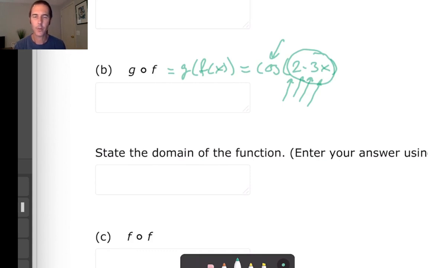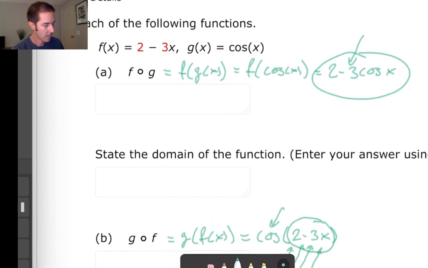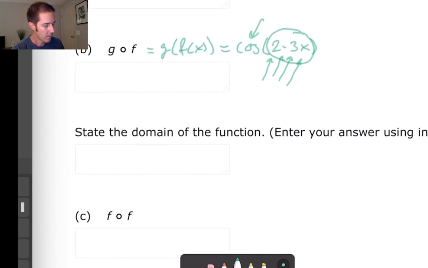Well, what numbers can the cosine function handle as input values? We just said anything from negative to positive infinity. So there are still no restrictions on this composite function, because no matter what we're tripling or negating or adding 2 to, the cosine function is going to be able to process it. So your domain is still all real numbers. The domain of the next function, f of f, I'm going to leave you to do that on your own.